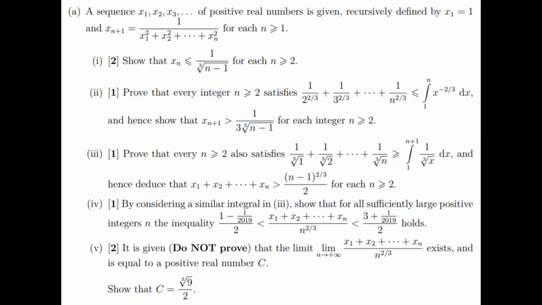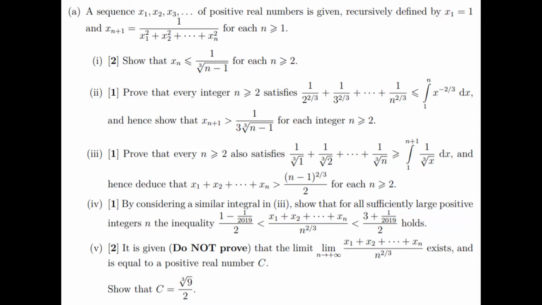Part 2 is asking us to prove that every integer n greater than or equal to 2 satisfies the relationship 1 on 2 to the 2/3 plus 1 on 3 to the 2/3 plus all the way up to 1 on n to the 2/3. That sum we want to show is less than or equal to the integral from 1 to n of x to the negative 2/3 dx. So we want to show that as part 1 of this. And from there, show that x n plus 1 is greater than 1 on 3 times the cube root of n minus 1 for each integer n greater than or equal to 2.